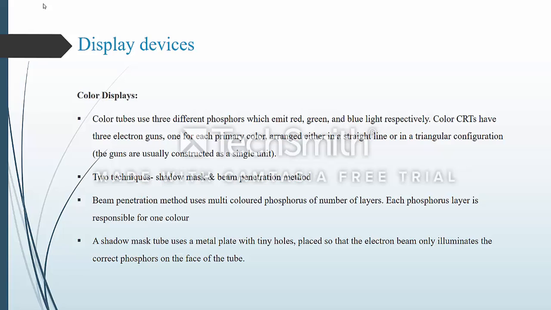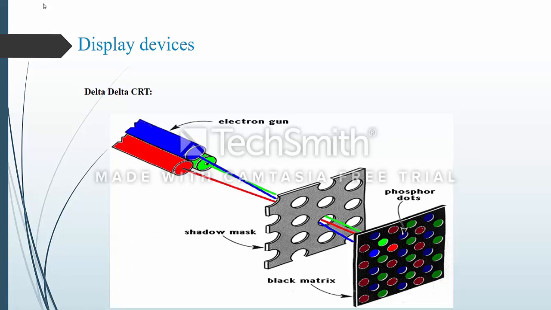Now we will discuss color displays. Color tubes use three different phosphors which emit red, green and blue light respectively. Color CRTs have three electron guns, one for each primary color, arranged either in a straight line or in a triangular configuration. Two techniques, shadow mask and beam penetration methods, are used. Beam penetration method uses multicolored phosphor of a number of layers, each phosphor layer responsible for one color. A shadow mask tube uses a metal plate with tiny holes placed so that the electron beam only illuminates the correct phosphors on the face of the tube.